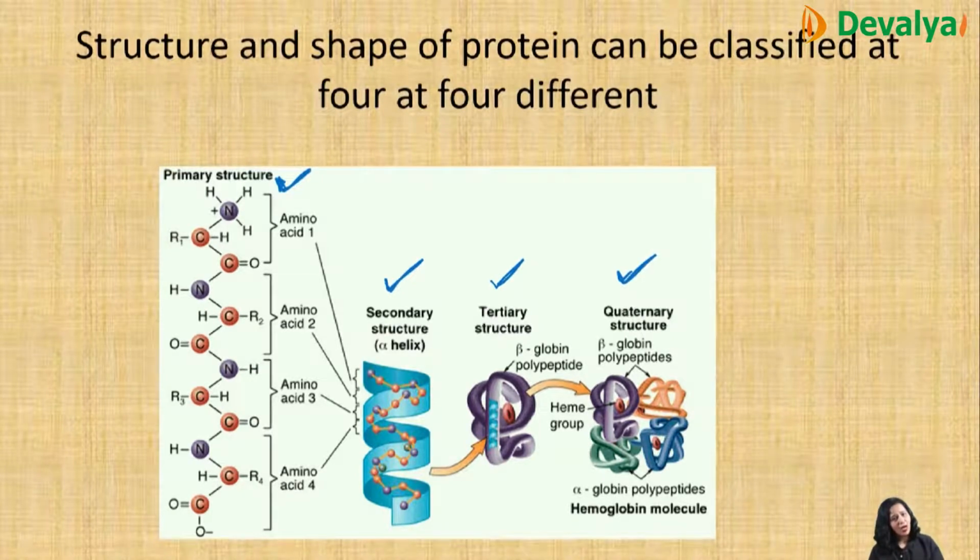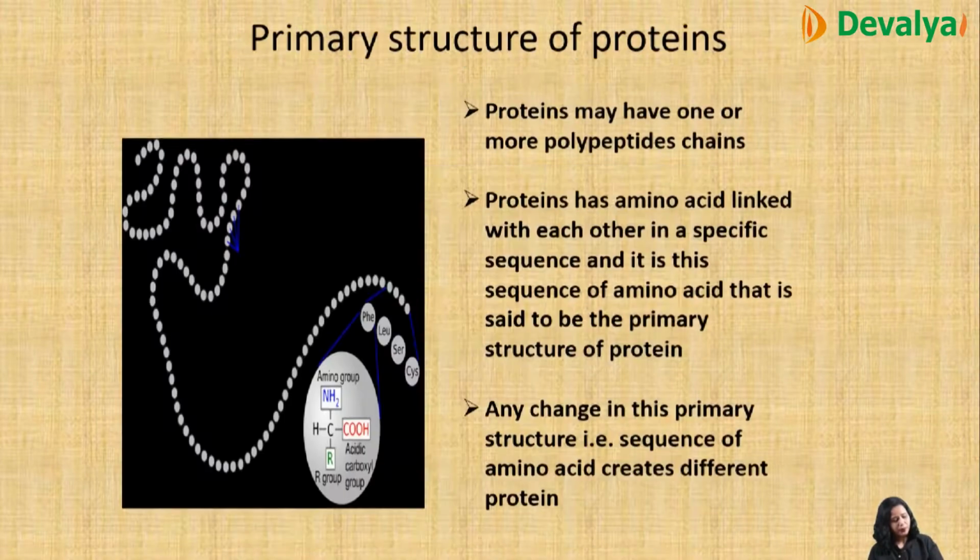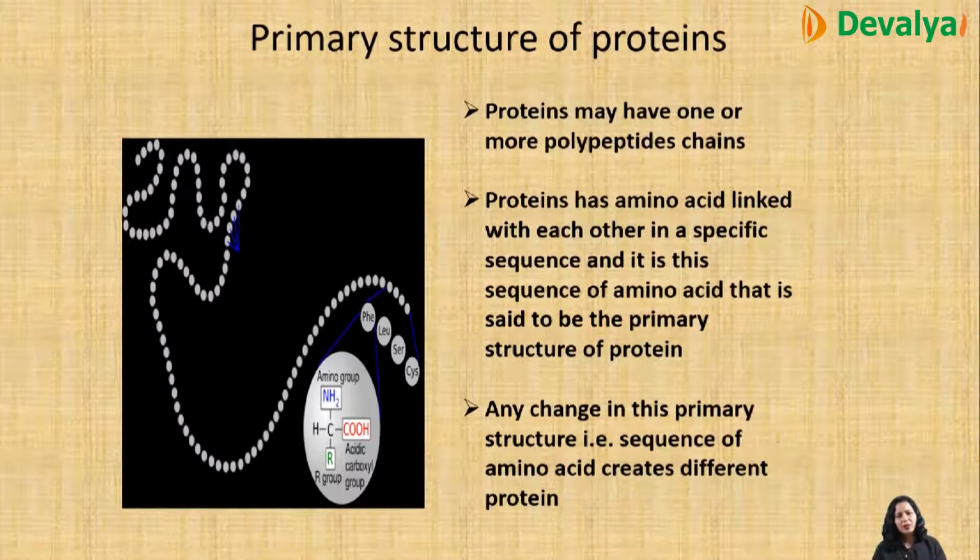So, in our body, this is the example of hemoglobin. And in our body, that protein exists in the quaternary form. This is the actual form in which the protein exists in our body. Now, this is the primary structure of protein. Primary structure means you have amino acids linked in a straight chain.